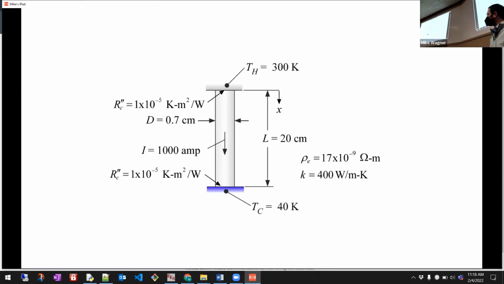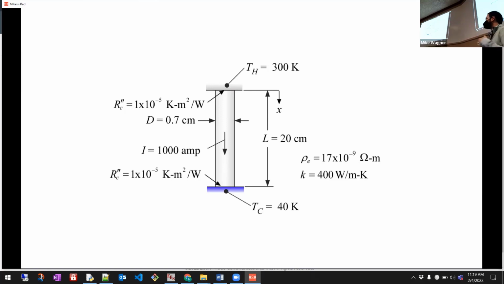So what else are we told? We're told that there's a contact resistance. So maybe the wire up here is soldered or something. And then down here, there's another contact resistance. So we have two contact resistances. The wire's length is 20 centimeters. The diameter is 0.7. And we're given the temperature. So what we want to do in this problem is come up with a model of temperature as a function of position along the wire.